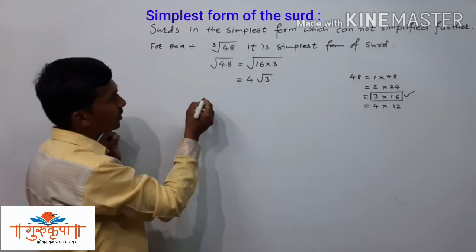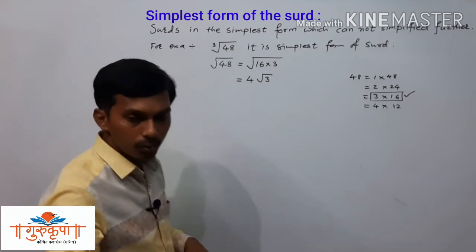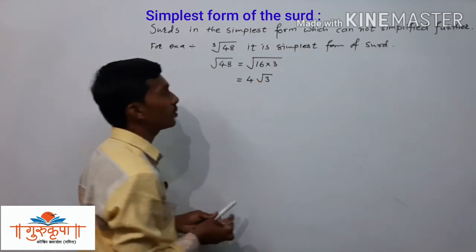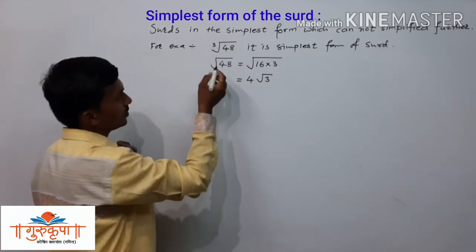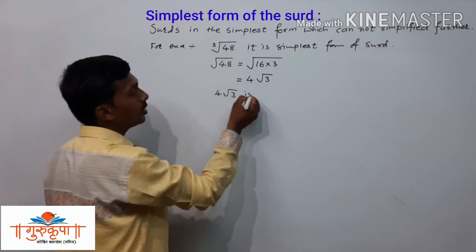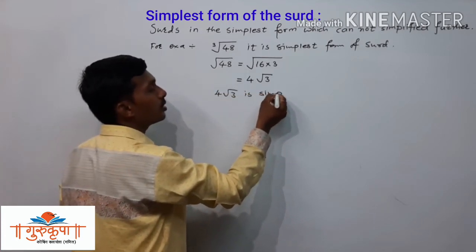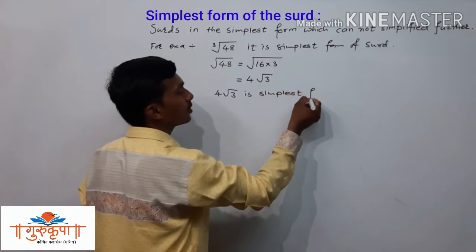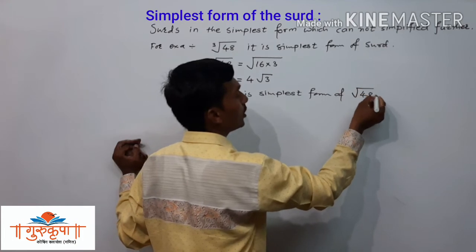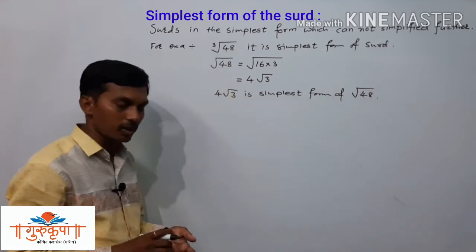Here we can write 4 √ 3 is the simplest form of square root of 48. Here is the second example. 4 √ 3 is the simplest form of square root of 48. Square root of 48 is not the simplest form.